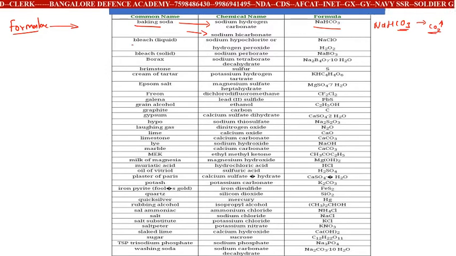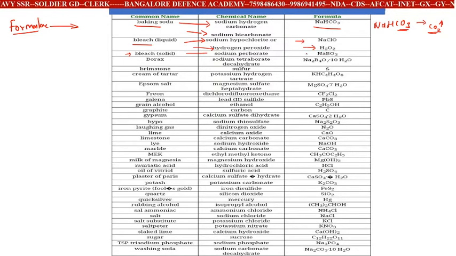Okay, next you have something called bleach. It is chemically called sodium hypochlorite, or it is also called hydrogen peroxide, and the chemical formula is NaClO, H2O2. Next you have bleach solid, that is called sodium perborate, NaBO3. Next you have borax. The chemical name of borax is sodium tetraborate decahydrate. So the chemical formula is Na2B4O7 10H2O.